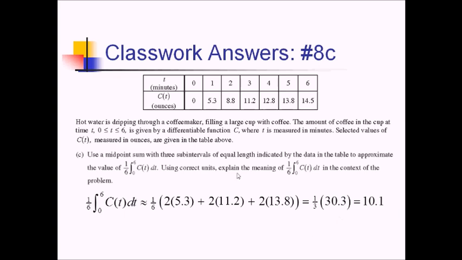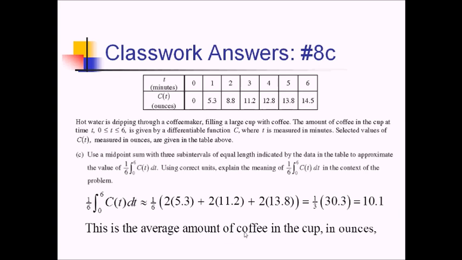And so using correct units now, they want us to explain the meaning of this in the context of the problem. What we just found here, this 10.1, is going to be the average amount of coffee in our cup, because this 1/6 is really like 1 over 6 minus 0, 1 over b minus a. This is an average value situation. So this is the average amount of coffee in the cup, and our units are just ounces of coffee, the original units, and this is from times 0 to 6 minutes.